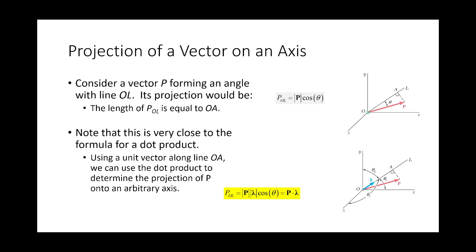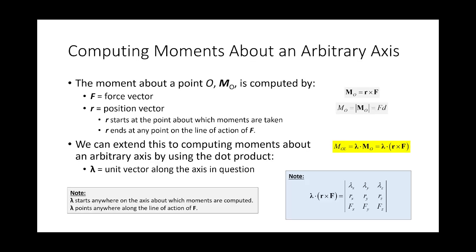Or if I've got some moment out in space and I want to determine how much moment is acting about this axis, just take the moment vector and dot it with the unit vector for this axis. So that's basically what we're going to do here. If you want to compute moments about an arbitrary axis, what you do is you take R cross F, which is your moment vector, and dot it with lambda, lambda being the unit vector along whatever axis you're interested in. So this is how you would determine the moments about an arbitrary axis.